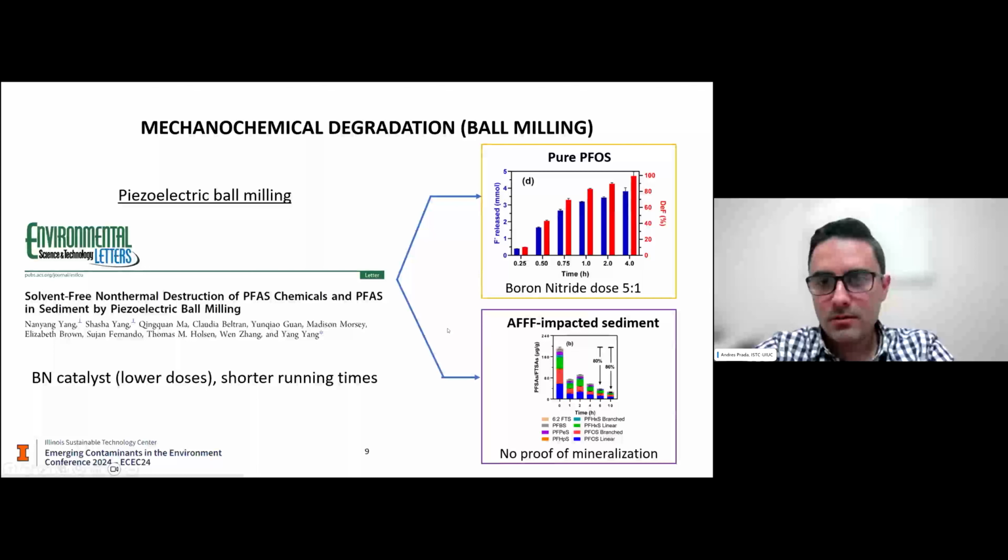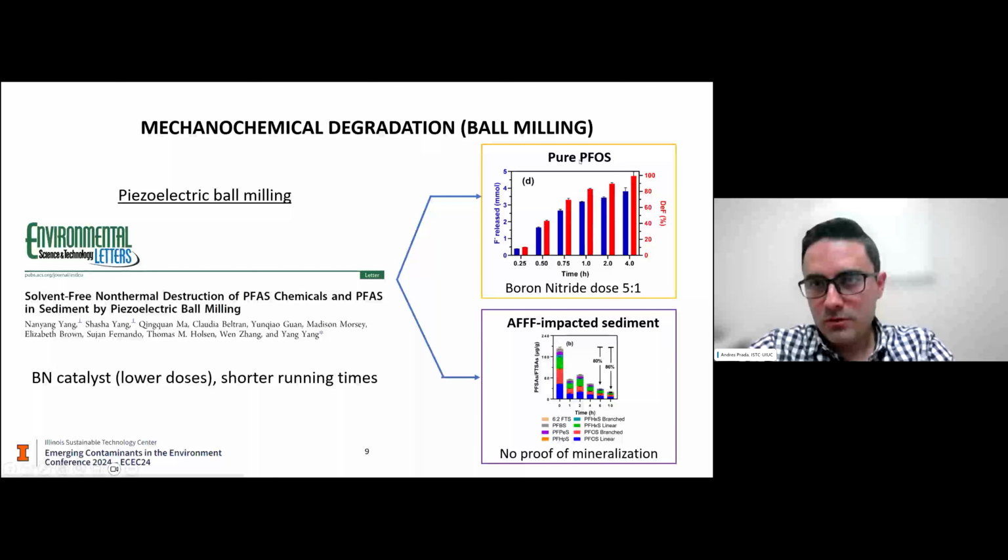Now, a more recent study is using piezoelectric materials. The difference with piezoelectric materials is that with the balls' collision, they create some voltage that is also able to destroy the carbon-fluorine bond. And then the dosage is way lower, 5:1 compared with potassium hydroxide, which was over 40. And again, they were able to mineralize the PFAS in 2 to 4 hours.